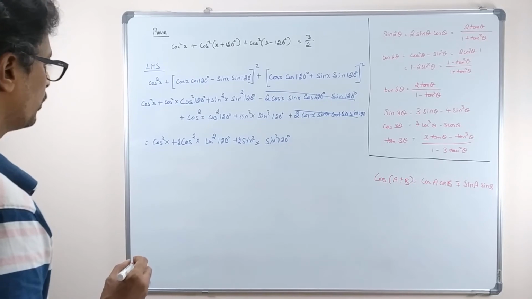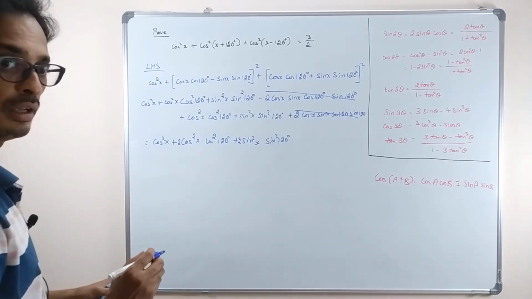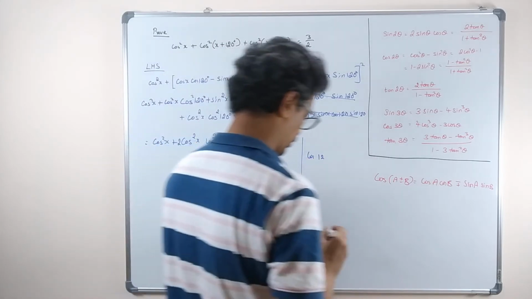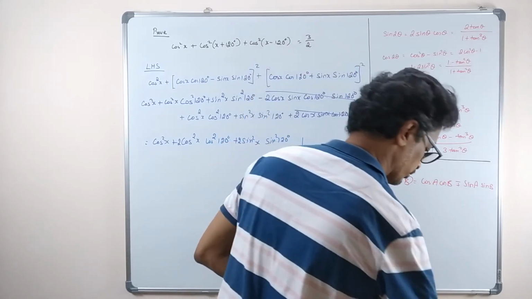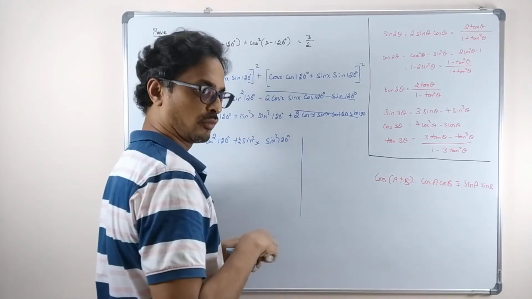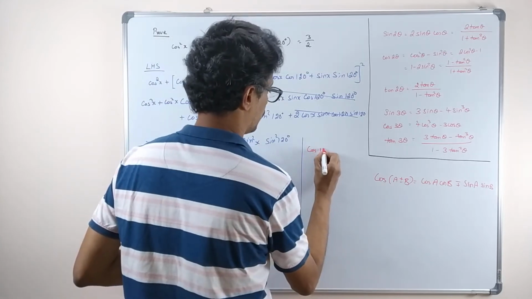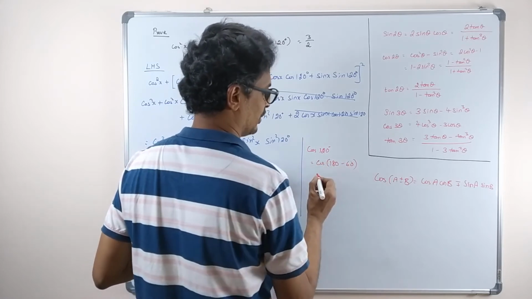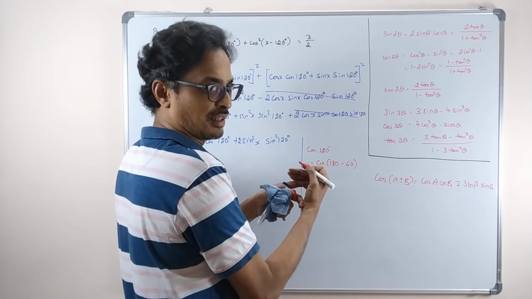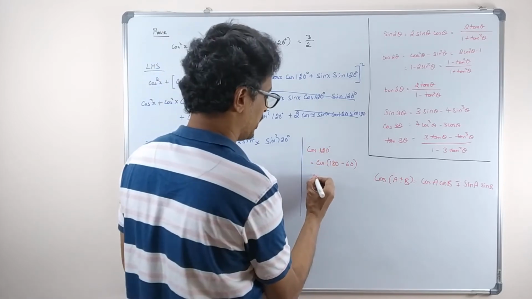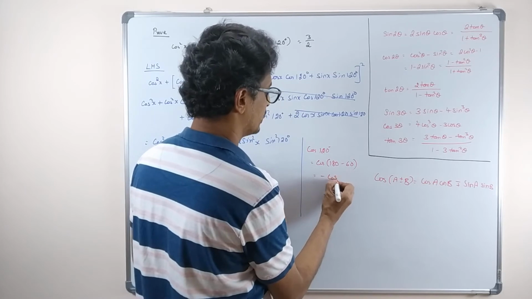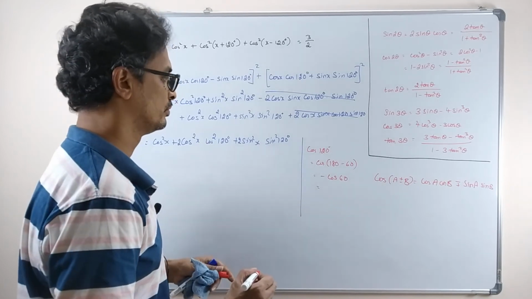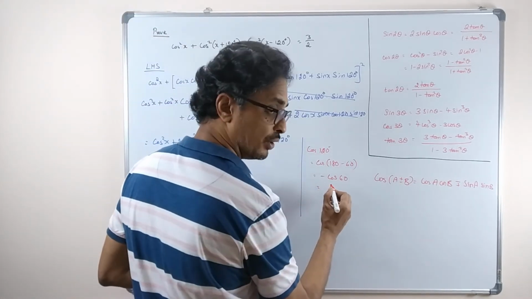Okay, so now let us find out what is cos 120 and sin 120. That you know, right? Cos 120, you can do cos of 180 minus 60. Correct? So that is second quadrant. Am I right? Second quadrant, so cos is negative. So minus cos 60. Tell me what is cos 60? 1 by 2, right? So this is minus 1 by 2.